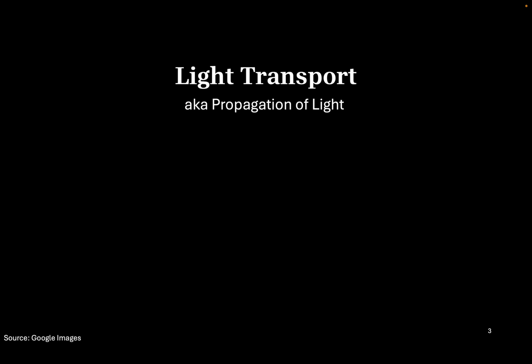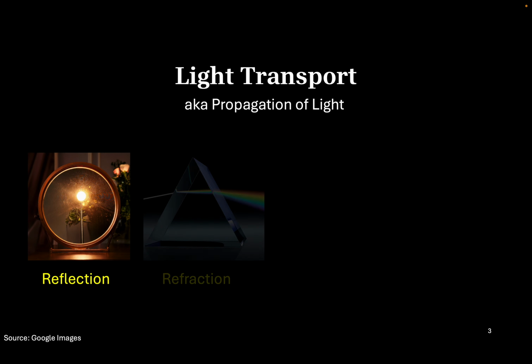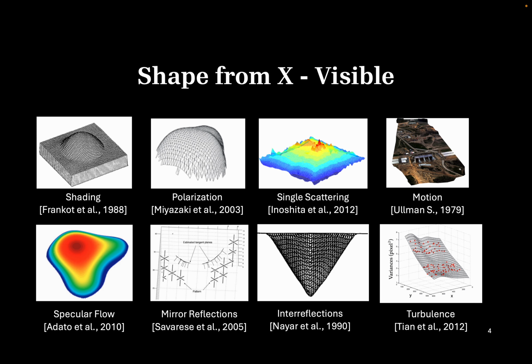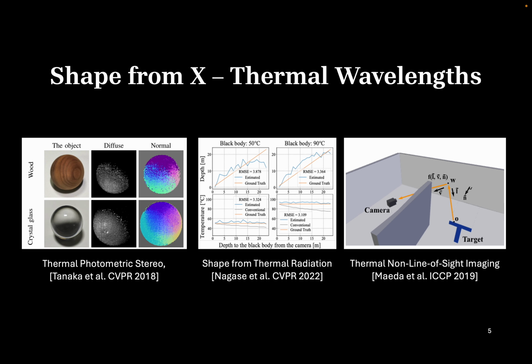So, light transport refers to propagation and interactions of light through reflection, refraction, scattering, and transmission, along with some amount of absorption also happening in all these scenarios. It forms the basis of all shape from X techniques in computer vision over the past 50 years, from shape from shading, polarization, turbulence, and more. And recent advances have developed techniques to utilize similar light transport effects in the thermal wavelengths, for example, to do photometric stereo, shape from thermal radiation, and more.